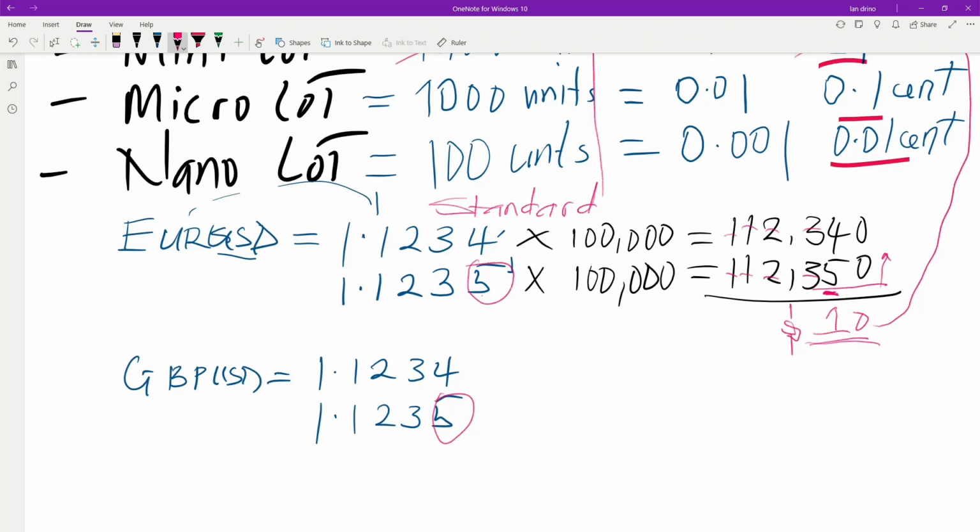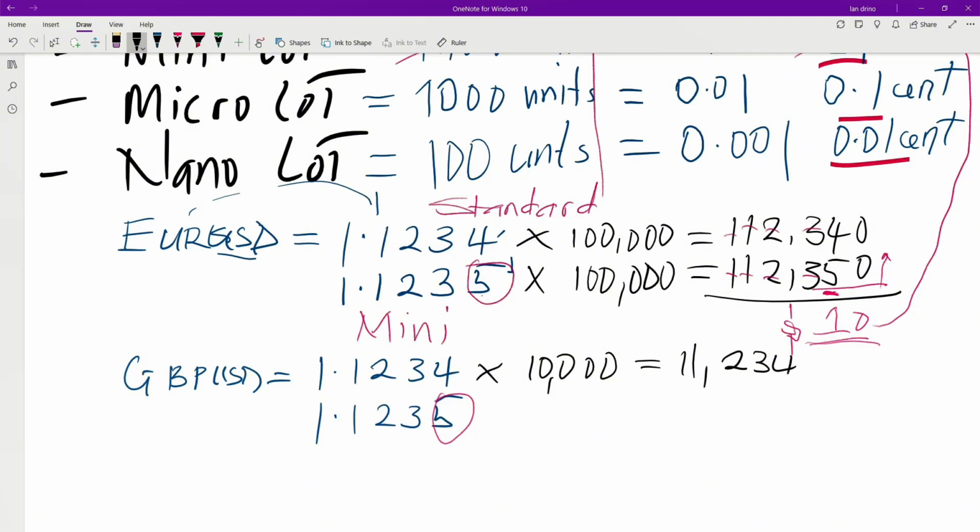Now, if you are trading a mini account, which is equivalent to 10,000 units of currency, what you are going to do is multiply the initial price by the value of that account, which is 10,000, and it is going to give you 11234. If you multiply the increment by the account size, which is 10,000 units of currency, you are going to have 11235, where this 5 here is that 1 pip increase.